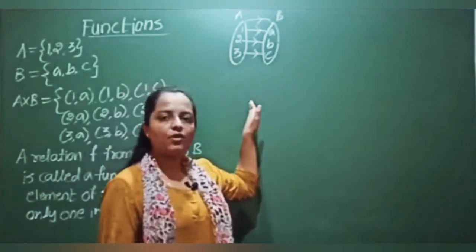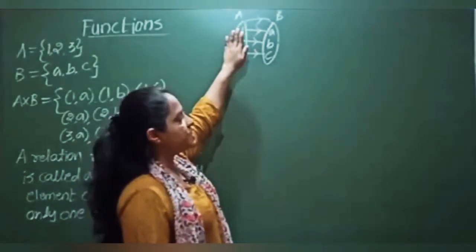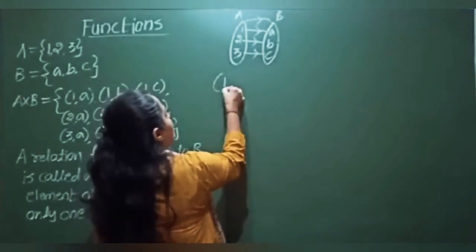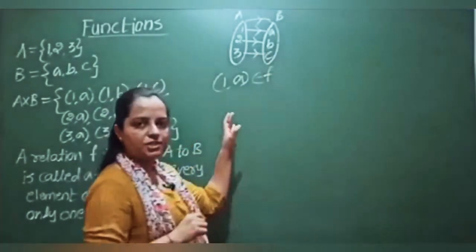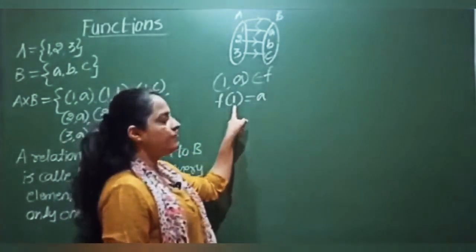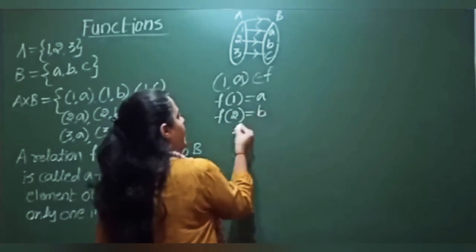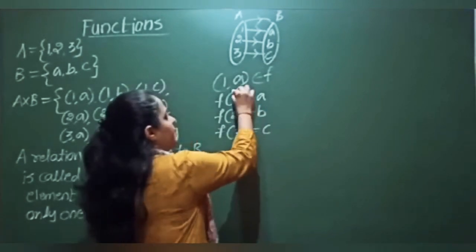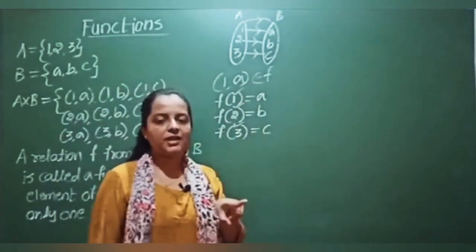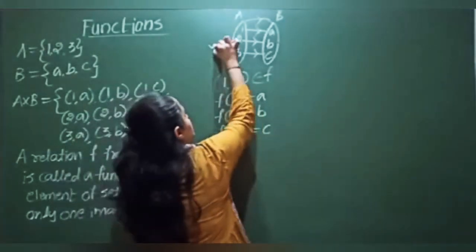So this relation we can call a function, because it satisfies the definition of a function: every element of set A has one and only one image in set B. The ordered pair (1, A) is present in the relation, which means we can write f(1) = A. A is the image of 1, and 1 is the pre-image of A. f(2) is B, and f(3) is C. Every element of set A has only one image in set B. So this type of relation we call a function. So this relation is a function.